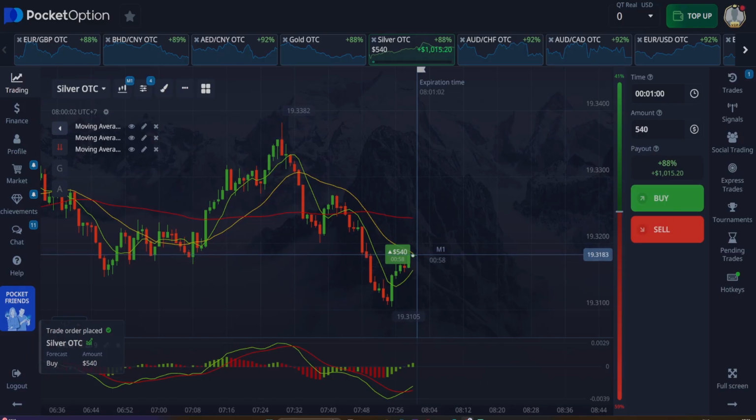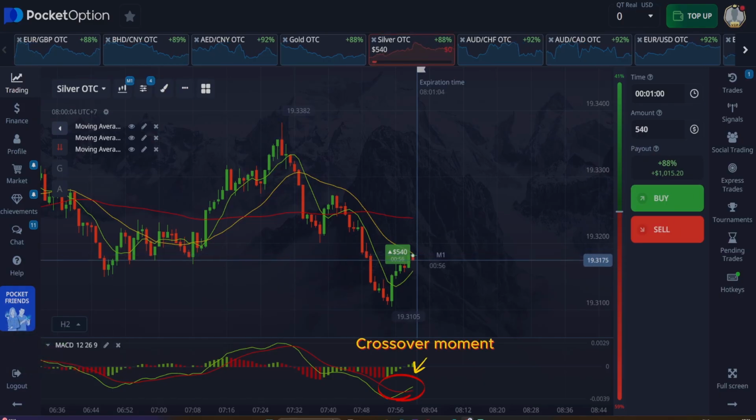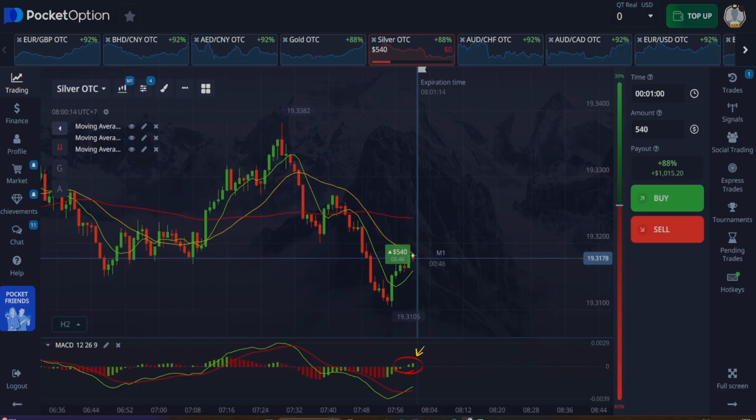I'm taking a buy position because the MACD indicator is giving a strong bullish signal. The MACD main line has just crossed above the signal line, and at the same time the histogram is shifting from the negative area into the positive side.